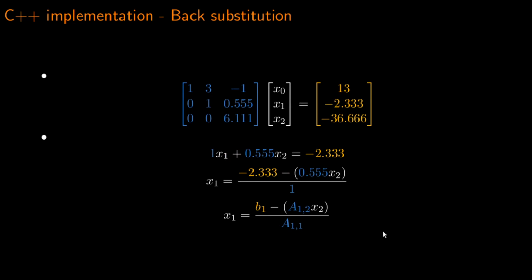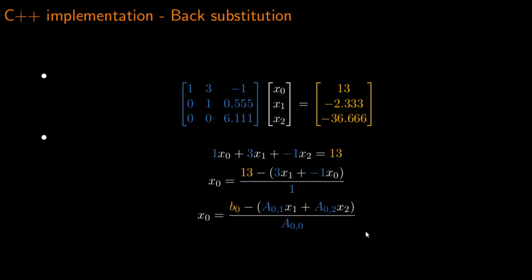Okay, so in the case of x1, we now have that 1 times x1 plus 0.5 recurring times x2 is equal to minus 2.3 recurring, okay? Or, in other words, x1 is equal to minus 2.3 recurring minus 0.5 recurring times x2, all divided by 1. And we can write that algebraically. That is actually b1, which is this number here, minus a12, which is this number, multiplied by x2, all divided by a11, which is that number there. Okay, so we can see how we can calculate x1. And we do exactly the same process now for x0.